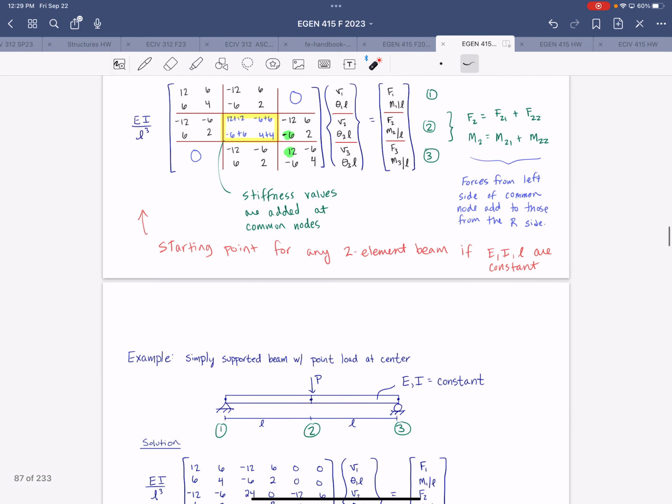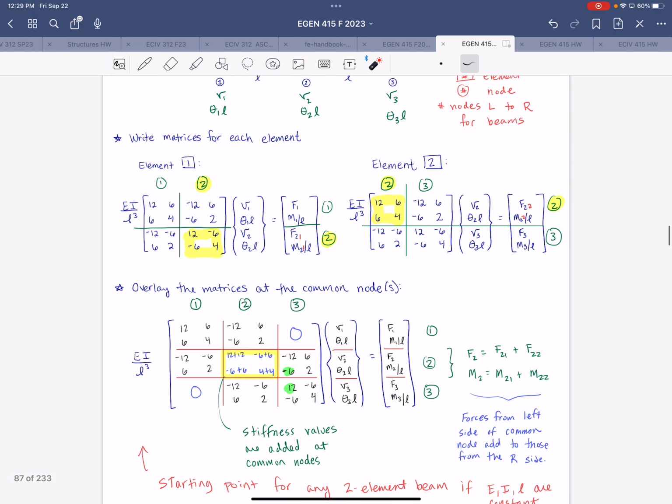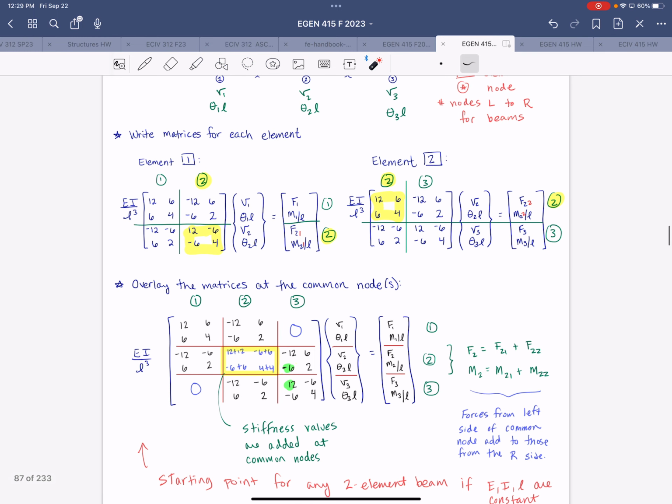If they weren't constant, would you just adjust one of them by a factor so that the EI over L is the same? Yeah, exactly. You would just normalize the value out front so that you can add them together and have EI over L cubed out front, and you just have some different values showing up in one or both of them. Okay. Yeah.